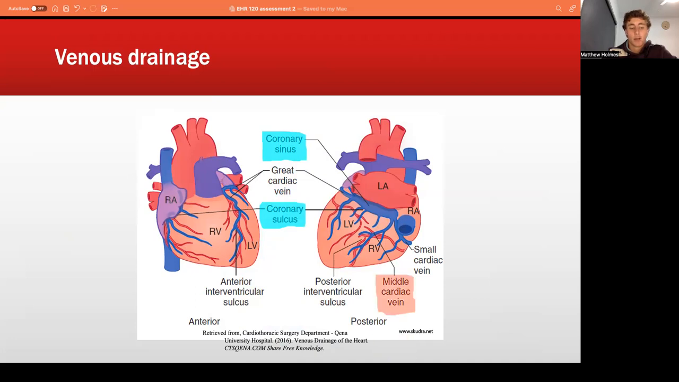The middle cardiac vein collects blood from the posterior of the heart and also carries blood from the apex into the coronary sinus. The left marginal vein, also known as the small cardiac vein, travels from the apex and into the coronary sinus. The coronary sinus is found in the coronary sulcus and collects blood from the 3 previously mentioned veins to empty the blood into the right atrium. The right atrium is now highlighted there.